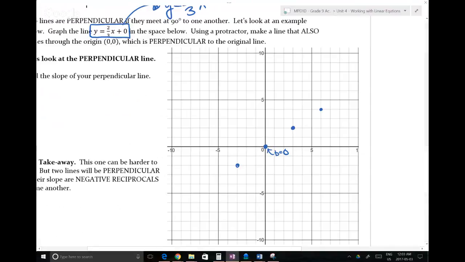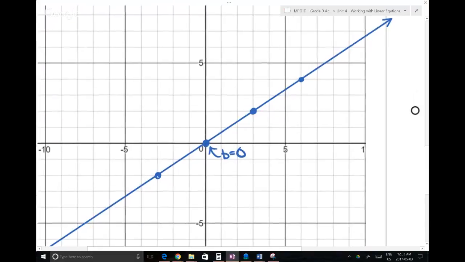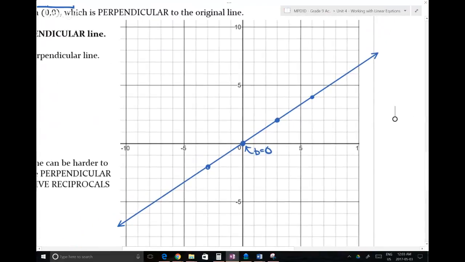And I want you to do this very, very carefully. If you didn't do it carefully the first time, I want you to take a moment and go back and just make sure you have a really nice straight line. Because the next thing I'm going to ask you to do is to actually get your protractor out and put it on here. So I want you to get your protractor out here and make a line that goes at 90 degrees to this.